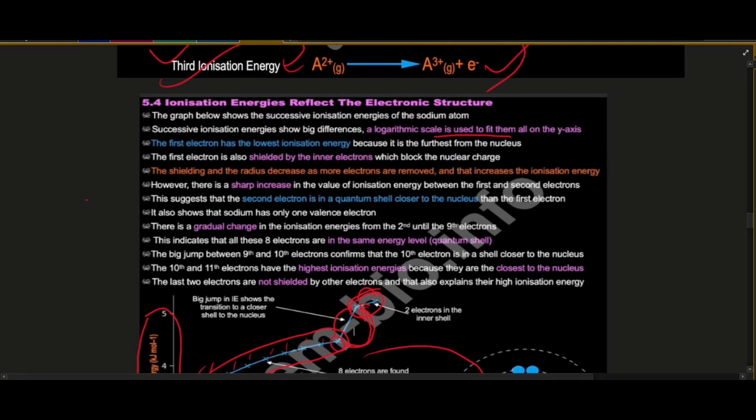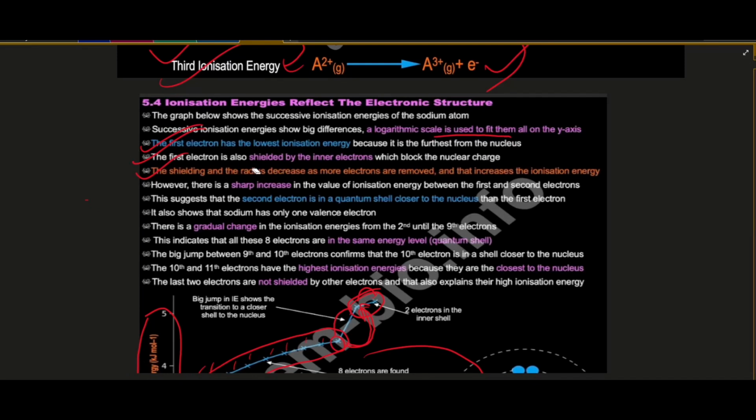They're provided in professional words. The first electron has the lowest energy because it is farthest from the nucleus. Obviously it will experience the lowest force of attraction. The first electron is also shielded by the inner electrons, and you can understand that, which blocks the nuclear charge. The shielding and the radius decrease as more electrons are removed, and that increases the ionization energy.